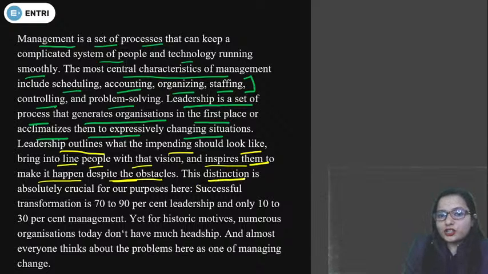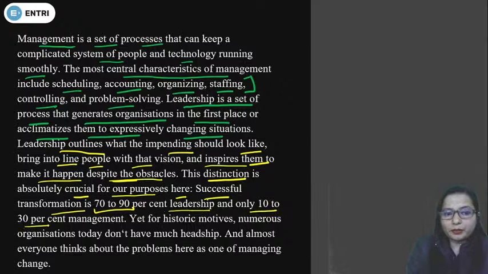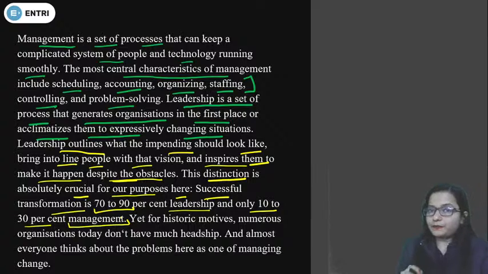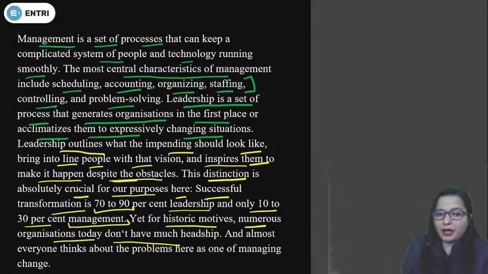Now the distinction is absolutely crucial for our purposes here. Successful transformation is 70 to 90% leadership and only 10 to 30% management. Yet for historic reasons, numerous organizations today don't have much leadership, and almost everyone thinks about the problem here as one of managing change.